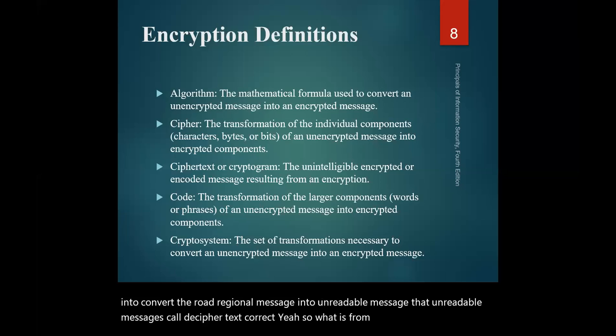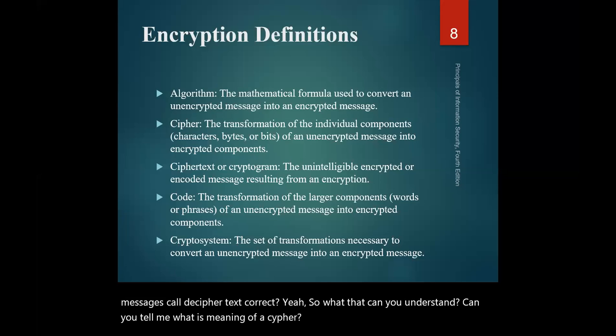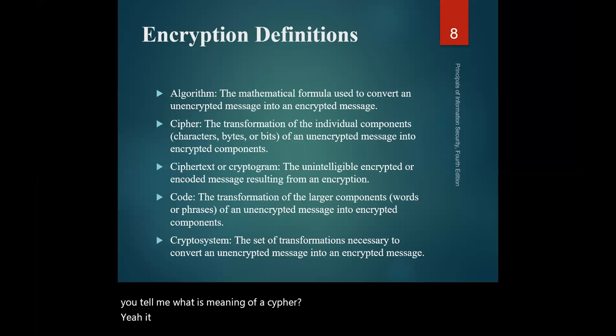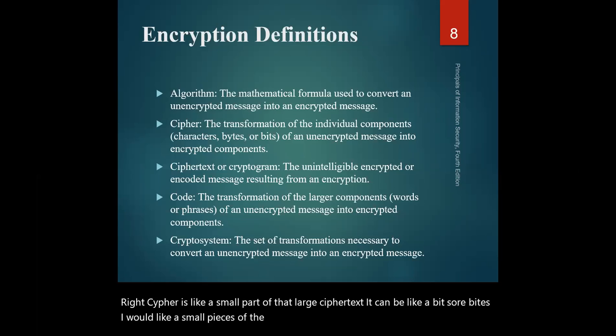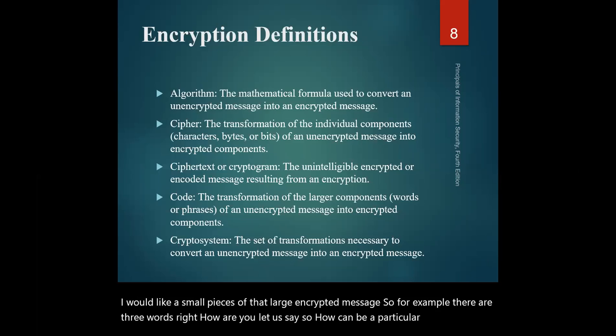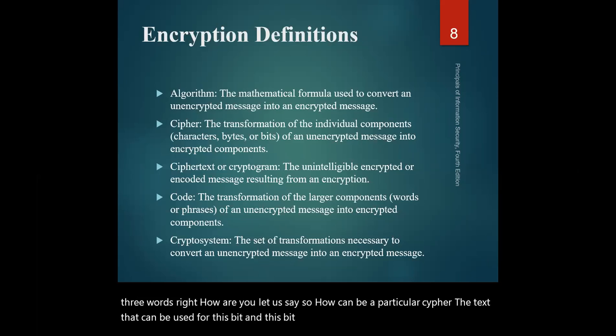Can you tell me what is the meaning of a cipher? It is something which is very confidential, very private, very secret. Yeah, it is like a small part of the text. Cipher is like a small part of that large ciphertext. It can be like bits or bytes, small pieces of that large encrypted message. So, for example, there are 3 words, how are you, let us say. So, how can be a particular cipher, and the text that can be used for this bit and this bit and this bit, these are individual components of the unencrypted message.